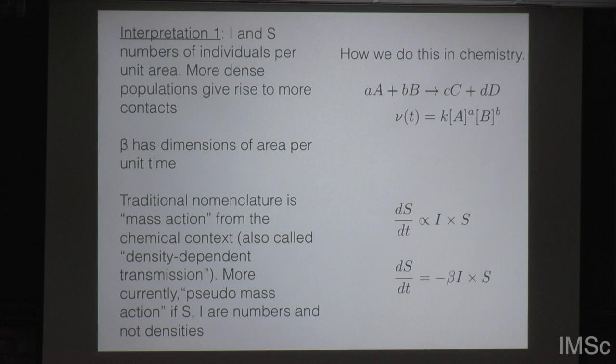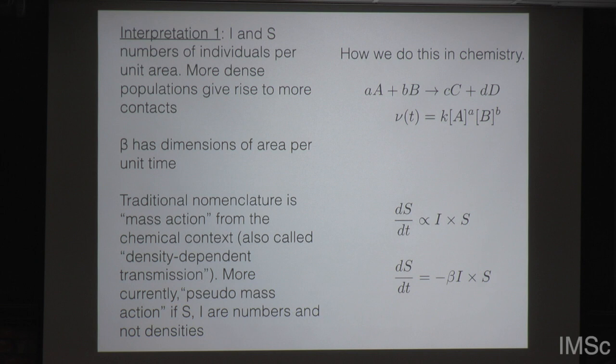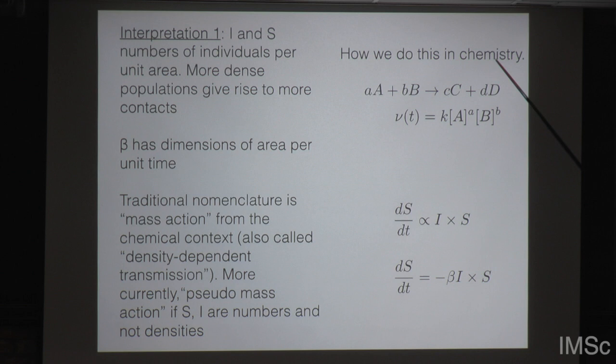If you think of I and S as number of individuals per unit area, a more dense population gives rise to more contacts between people, and more contacts between susceptible and infected people give rise to more people developing that particular disease. And over here, if you do this, you notice that the term beta that enters here has the dimensions of an area per unit time. The traditional word for this is mass action, and mass action derives from the approximation that you make to write down the reaction rate of this form.